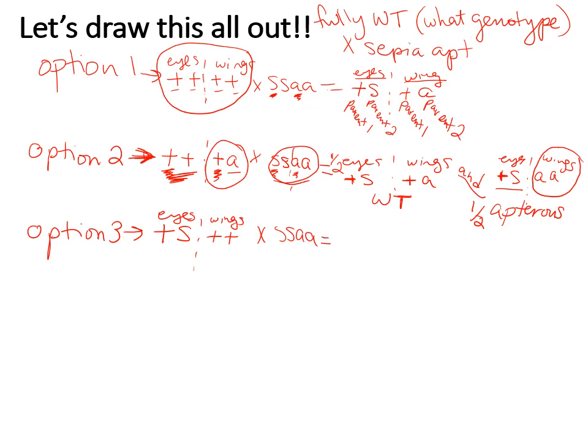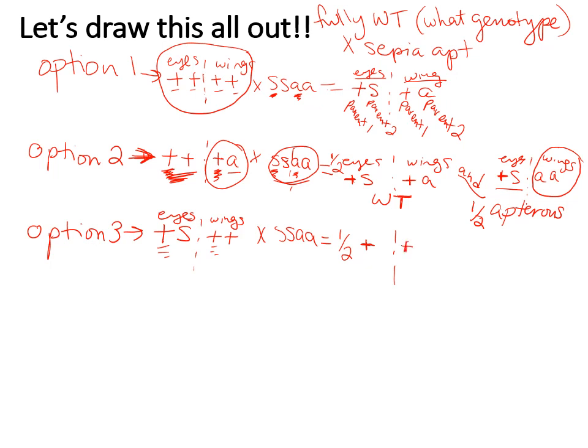And in this result, half of the flies that result from this cross will have plus from parent 1 for wings.